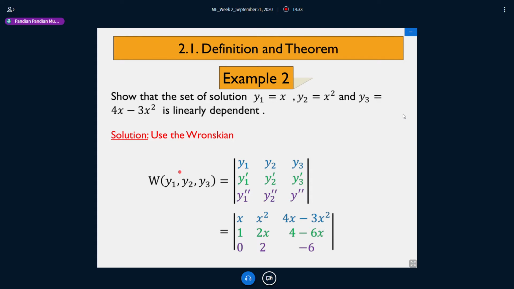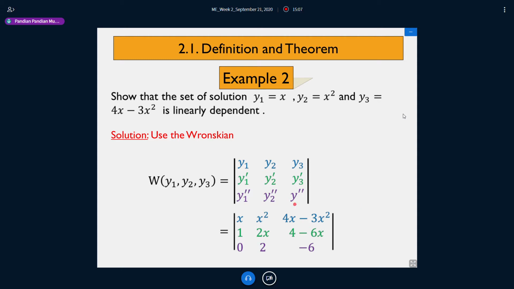Theory says linearly dependent, the Wronskian must be 0. So how to form the Wronskian? This is the matrix. So you have a 3 by 3 matrix because these are the 3 solutions, third order: y1, y2, y3 in the first row. Second row, y1 dash, y2 dash, y3 dash. Third row, y1 double dash, y2 double dash. This one is y3, missing. Just fill up y3 double dash.